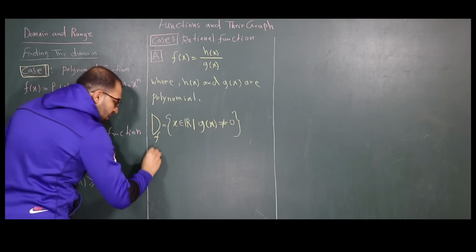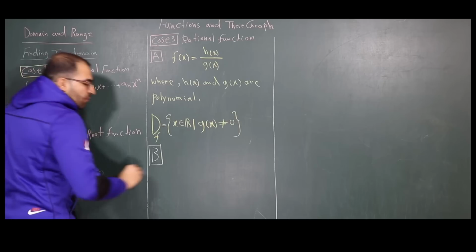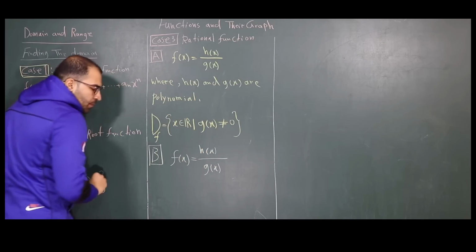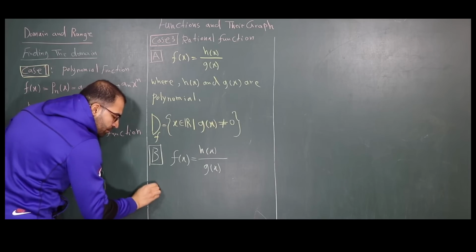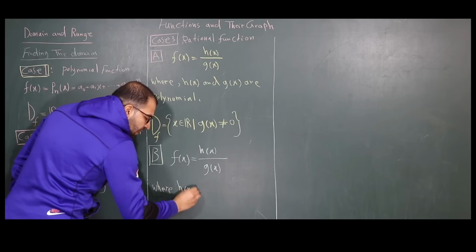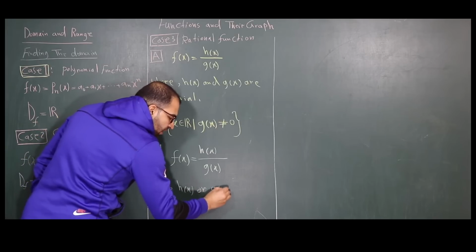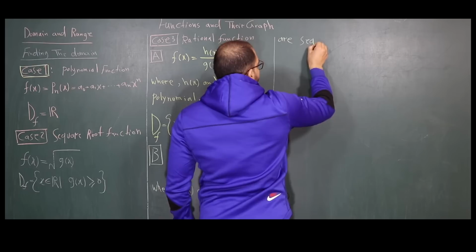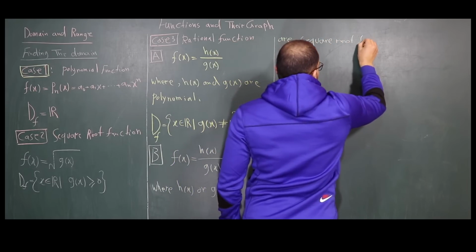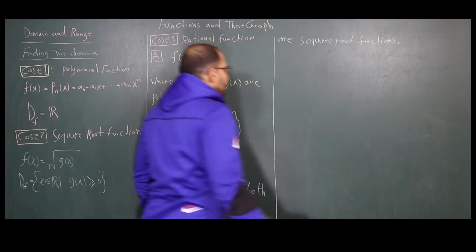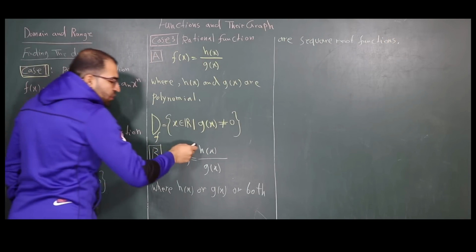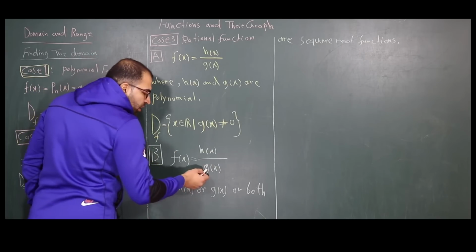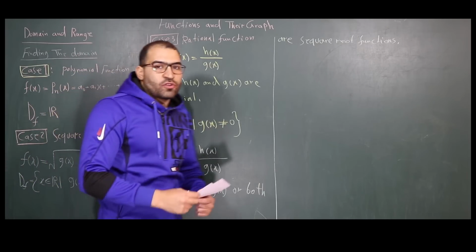Part B, which is the most interesting part: f of x equals h of x over g of x, where h of x or g of x or both are square roots. In part B, it is just a rational function with a numerator and denominator, but the top term could be a square root, the expression in the bottom could be a square root, or both of them could be square roots.